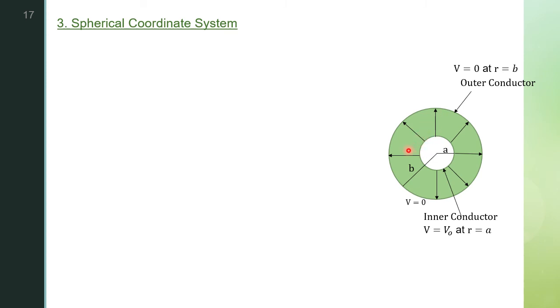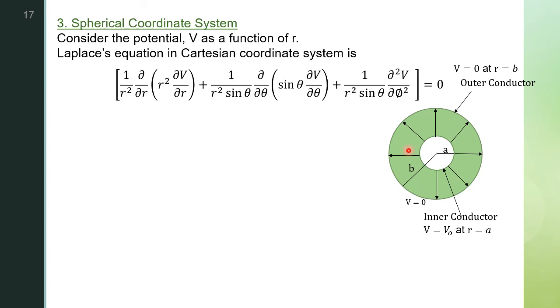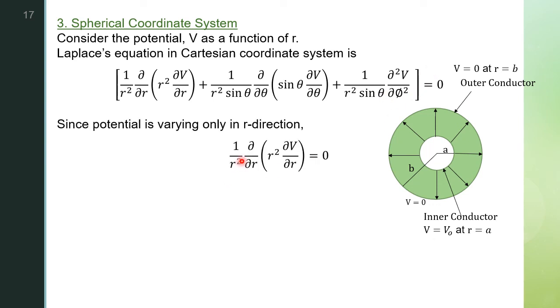So we are considering the spherical coordinate system. The Laplace equation is given by this. Since the potential varies only with respect to r, the second and third terms turn out to be 0. Therefore, we get 1 by r square, dou by dou r of r square dou V by dou r, equal to 0. Now this 1 by r square can be brought to the RHS. So we are solving the equation dou by dou r of r square dou V by dou r equal to 0.